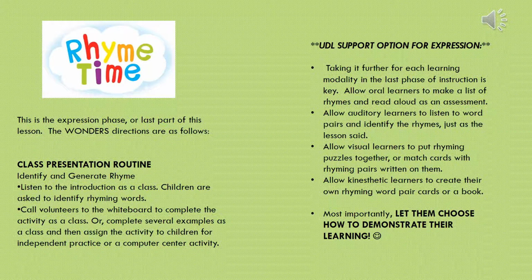Allow oral learners to make a list of rhymes and read aloud as assessment. You could allow auditory learners to listen to word pairs and identify the rhymes, just as the lesson said. You could allow visual learners to put rhyming puzzles together or match cards with rhyming pairs written on them. And you could allow kinesthetic learners to create their own rhyming word pair cards or a book.